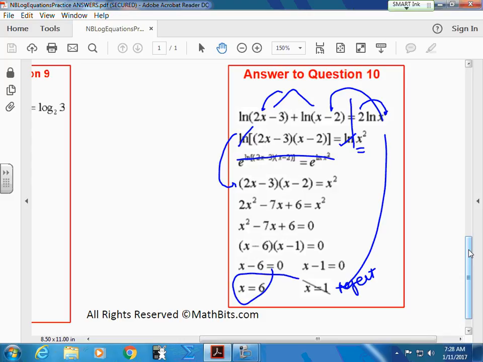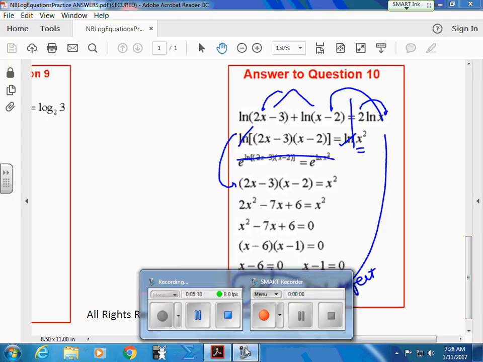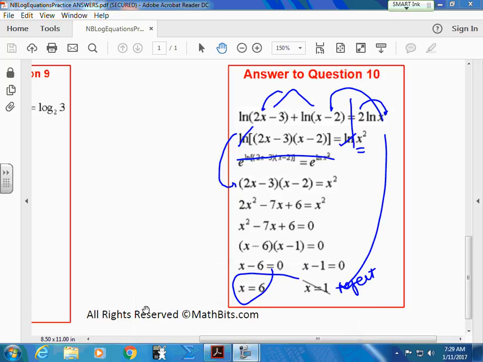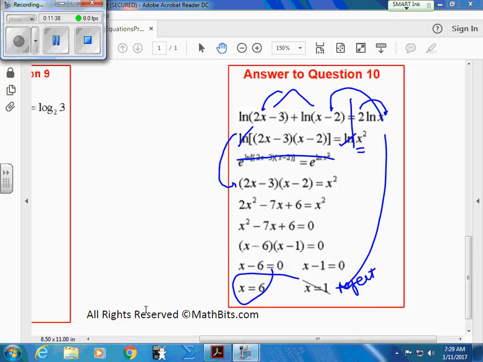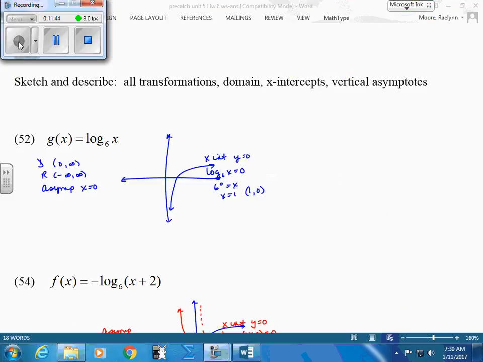Questions? Yes. It is. You should have asked me up front if it was up there. Wait, why did you reject the 1? Because if you put a 1 in here, 2 times 1 is 2, minus 3 is negative 1. And take the log of a negative number. Okay.